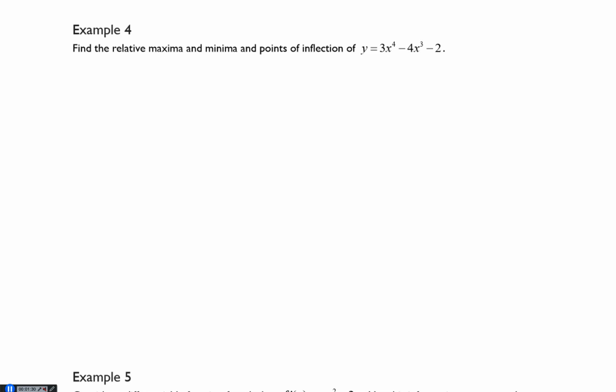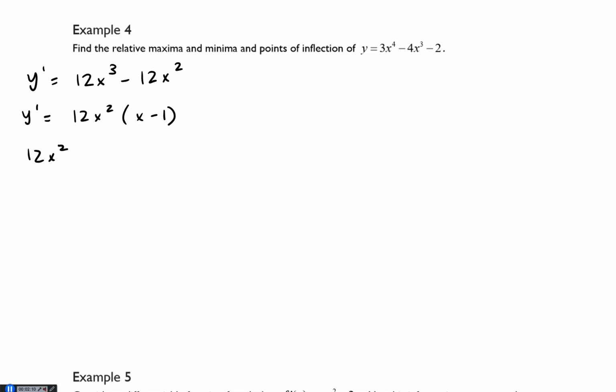Example 4 asks us to find the relative maxima and minima and points of inflection of the function y equals 3x to the fourth minus 4x cubed minus 2. So let's go ahead and take the derivative. We have 12x cubed minus 12x squared. And now we want to go ahead and find the critical values. So I'm going to factor out 12x squared, and that will leave us with x minus 1 inside the parentheses.